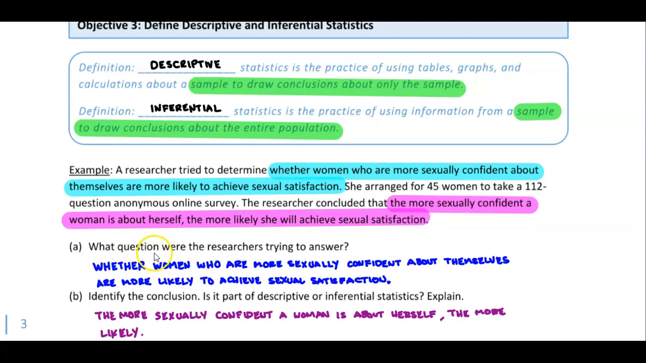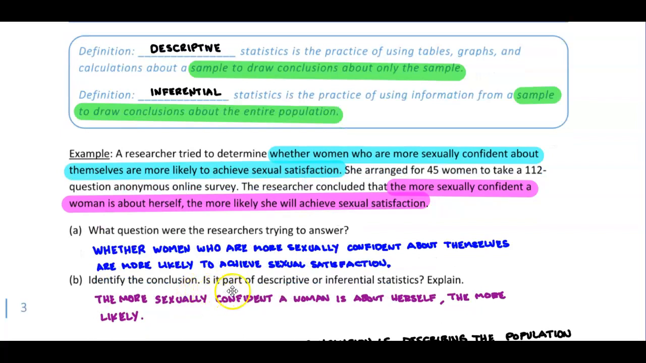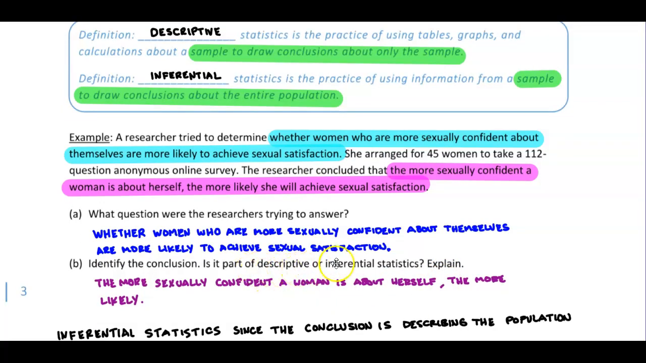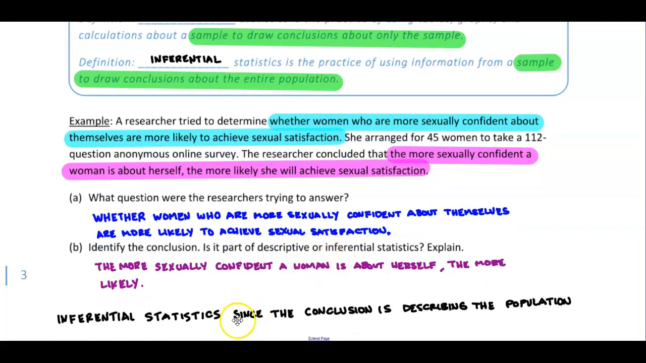Part A. What question were the researchers trying to answer? Well, highlighted in blue, whether women who are more sexually confident about themselves are more likely to achieve sexual satisfaction. Part B, identify the conclusion. Is it part of descriptive or inferential statistics, and then explain? Well, the more sexually confident a woman is about herself, the more likely. Now, is it part of descriptive or inferential statistics? Well, it's inferential statistics since the conclusion is describing the population.